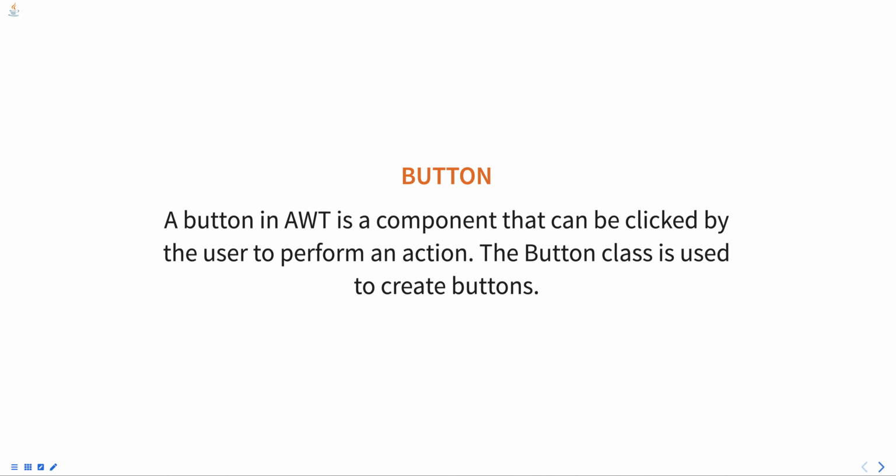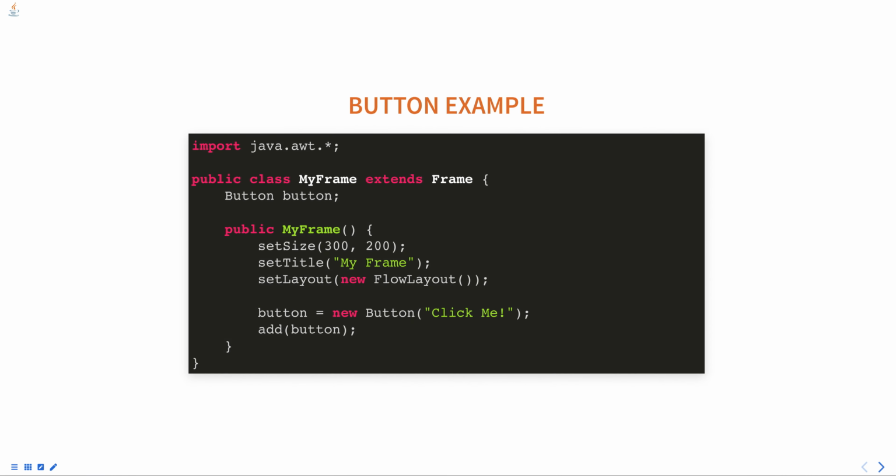A button in AWT is a component that can be clicked by the user to perform an action. The Button class is used to create buttons. Here is an example of creating a button and adding it to a container.